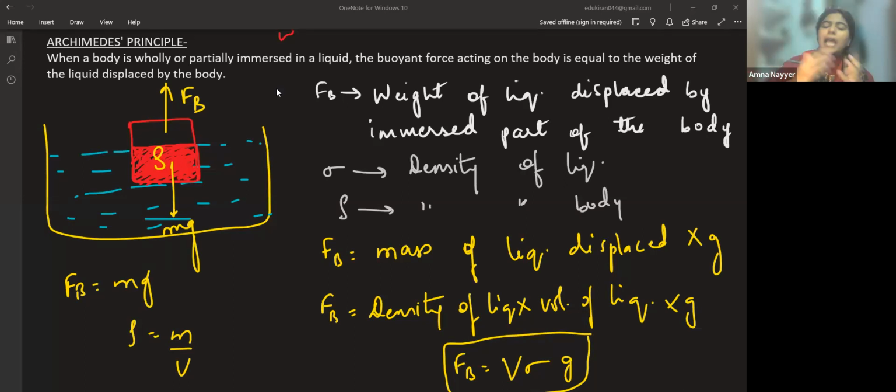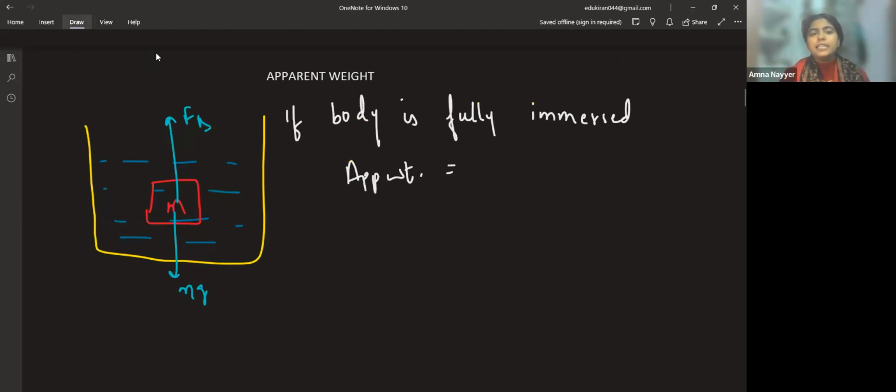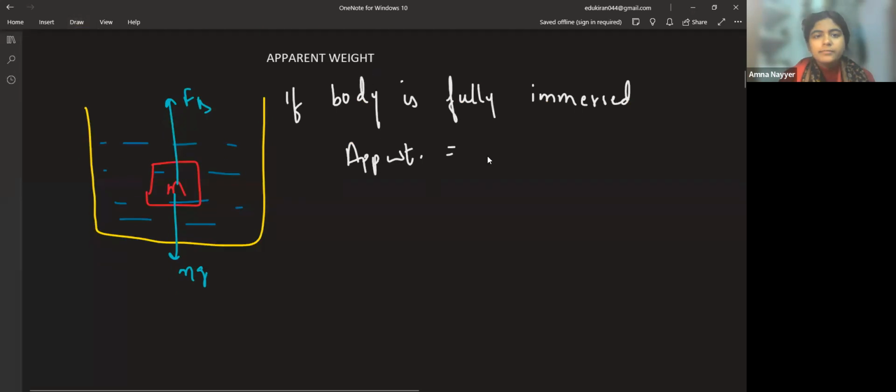So what exactly is apparent weight? Take the weight in air, take the weight in the liquid, that is the water, whatever the medium. That difference will give you the apparent weight. If the body is fully immersed, apparent weight is basically the weight of the body minus the buoyant force. This is the difference that will arise.